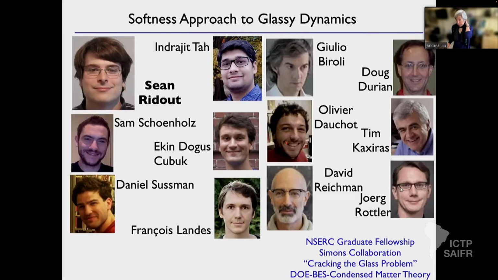So these are the people who have participated in the first part of this story. I particularly want to single out first Sam Schoenholz and Dosh Chubuk, who were two graduate students. They were friends as undergraduates. Sam was a graduate student with me, and Dosh was a graduate student with Tim Kaxiras at Harvard. And Dosh, with Tim, was working on using machine learning to do ab initio calculations. You can do better than density functional theory for electronic structure. Okay, so that's what he was doing.